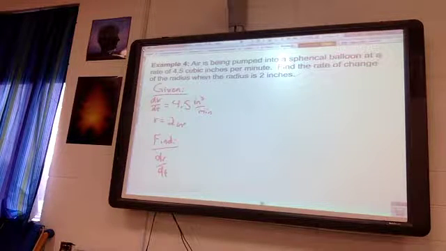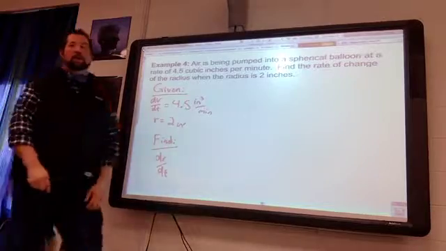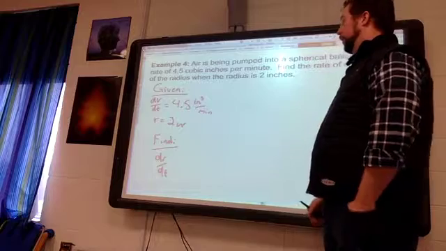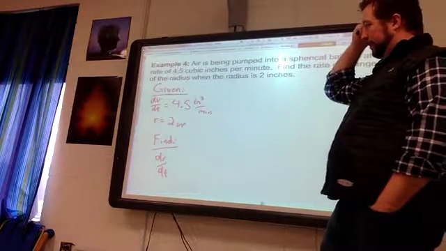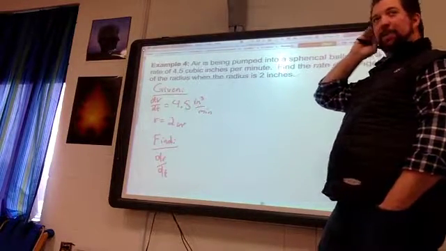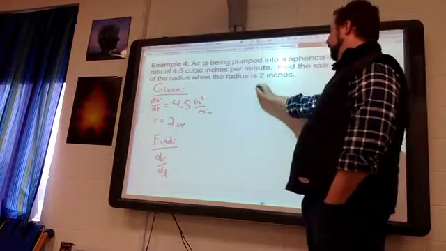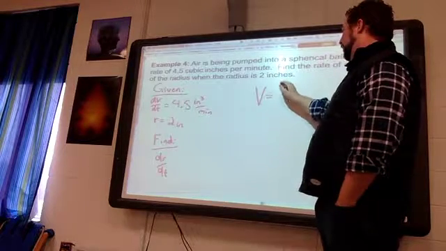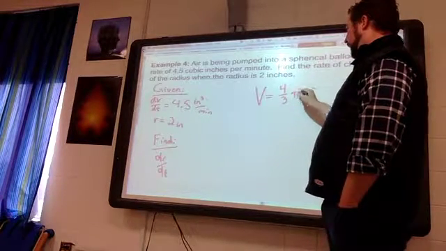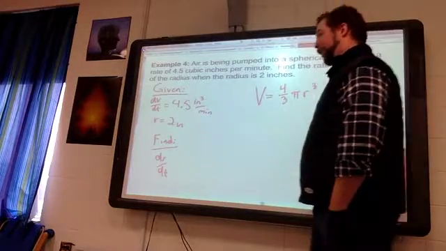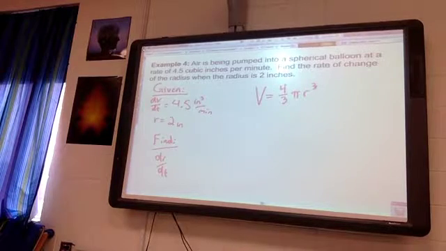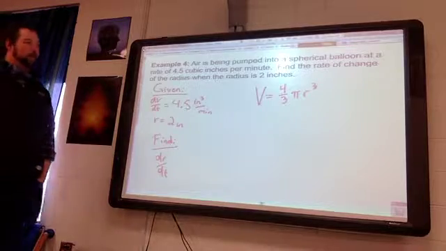All right, so what's our formula? The volume for a sphere is 4/3 pi r cubed.